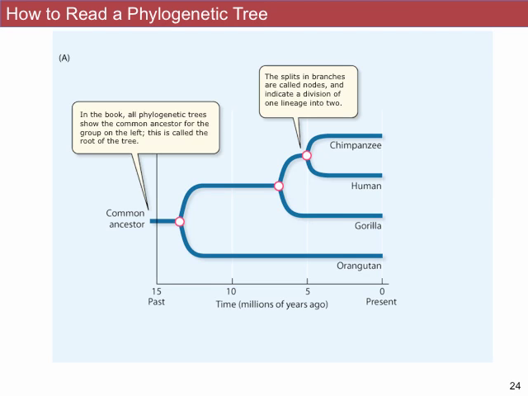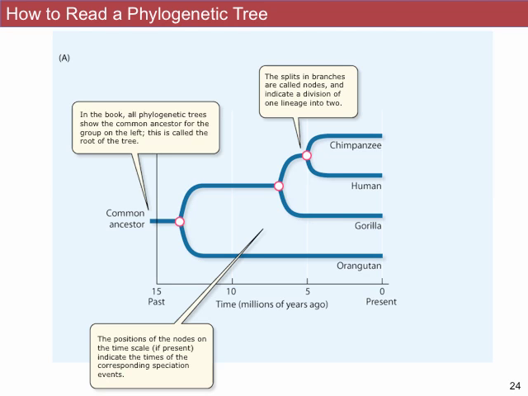Those splits basically represent the divergence of ancestral lineages. So in this case, there was a common ancestor of humans and chimpanzees sometime in the past, and that common ancestor split into two descendant lineages. One of them led to humans, one of them led to chimpanzees. In this tree, there's also a common ancestor of gorillas and humans and chimps, and there was also a split from that common ancestor in the tree.